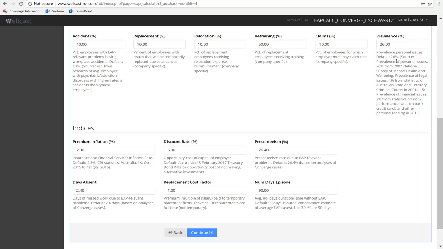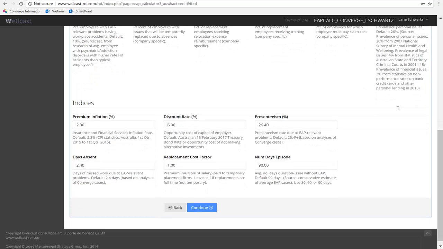The prevalence is a default as well. It's set at 26% at the moment, and this is based on research that we've done in Australia to look at the number of people who have an EAP related issue at any point in time. It looks at mental health, finance and legal. All information around this is in the exec summary for you.